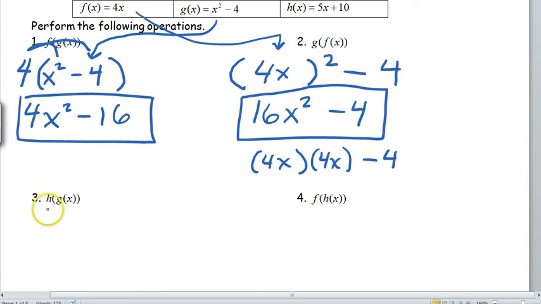Yeah. On number 3, we have h. Function h is the first function. So I'm going to start with that, 5x plus 10. But I'm not going to write 5x plus 10. Oh, no. I'm going to write 5 parentheses plus 10. That's my 5x plus 10 with parentheses. Now, what am I going to put inside the parentheses? X squared minus 4, because that's my g. So I'm going to put x squared minus 4 in there.